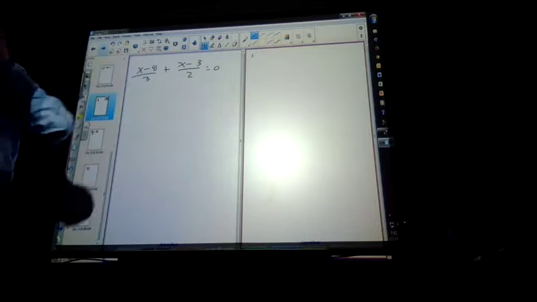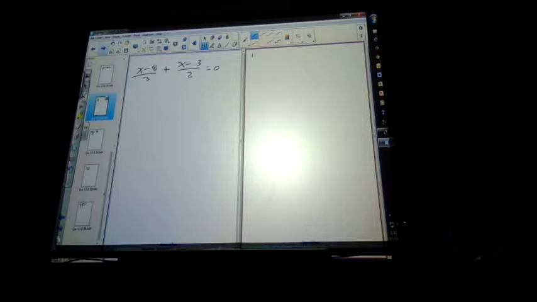All right. So we want to solve this. So I have x minus 8 over 3 plus x minus 3 over 2 is equal to 0. So first thing I want you to notice up here, I do have fractions, but I don't have any of the letters in the fractions. Do you agree? Make sense? Okay. So that means that I don't have to worry about any undefined terms.